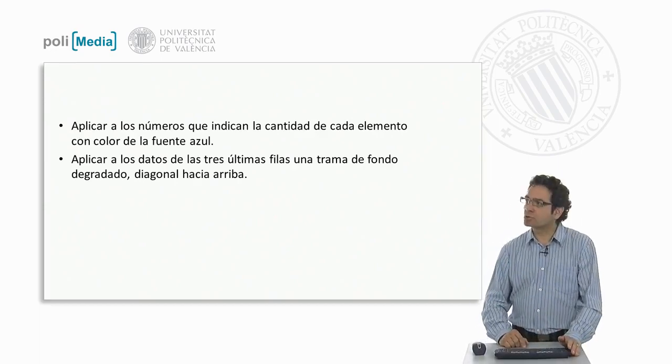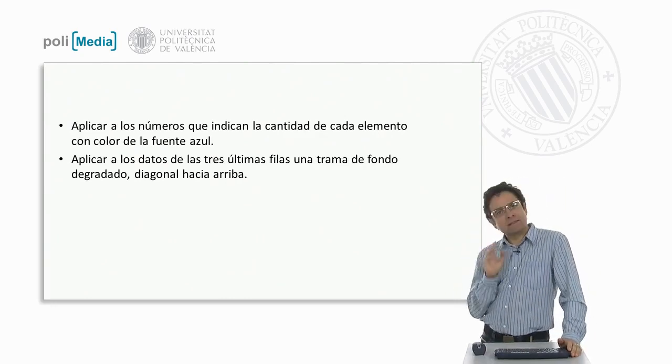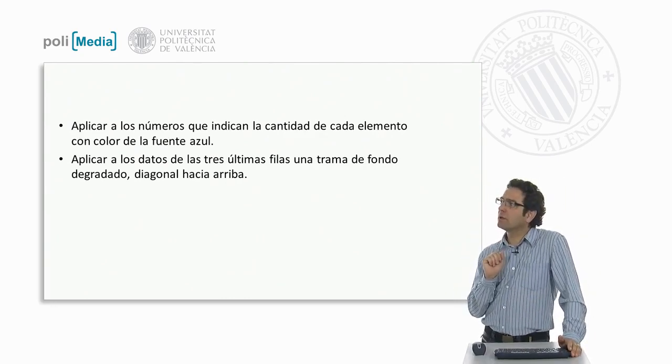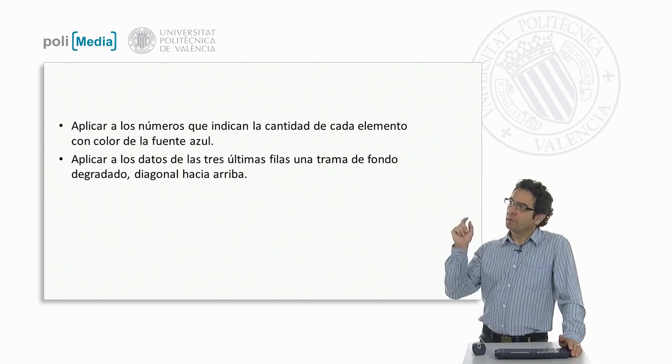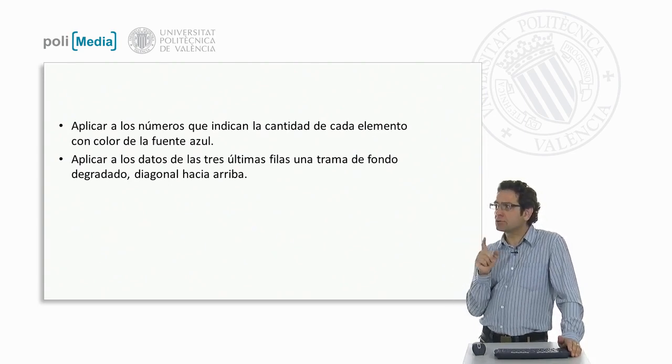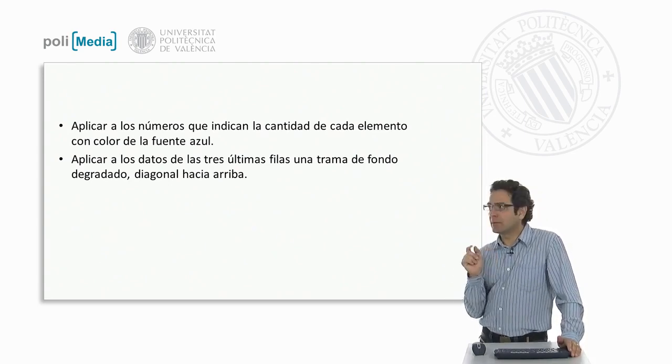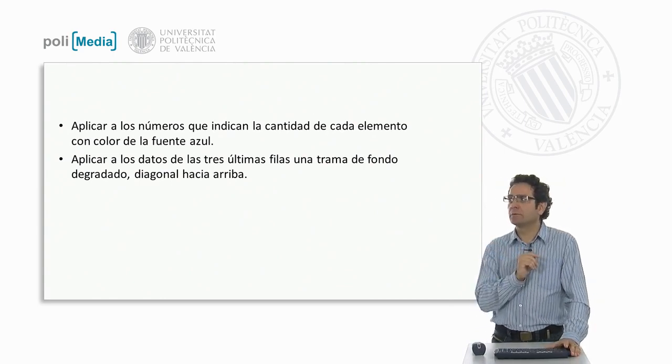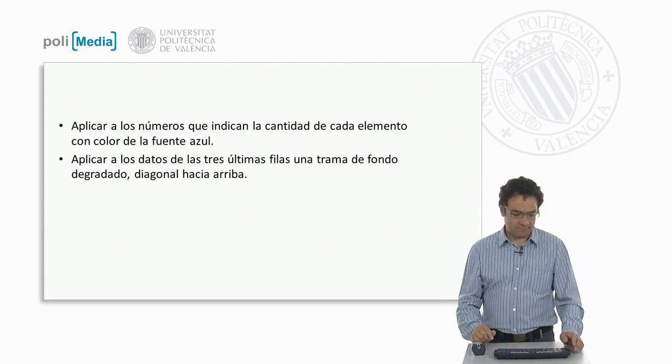Now they are asking us to apply to the numbers indicating the quantity of each of the elements the font color blue, and then to the data of the last 3 rows to apply a diagonal upwards gradient fill. Let's see where this is.